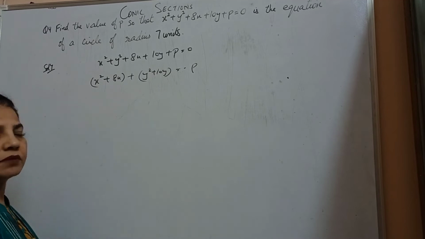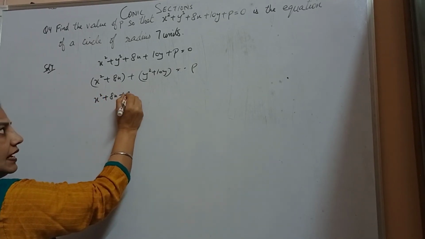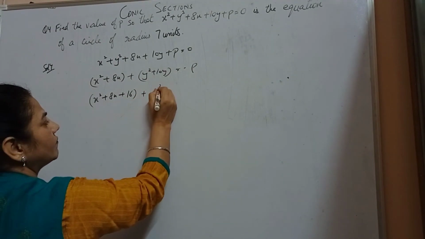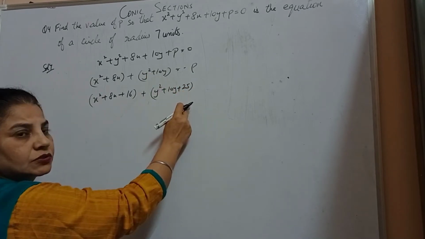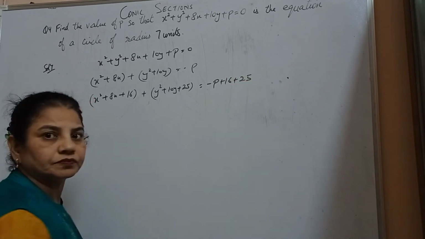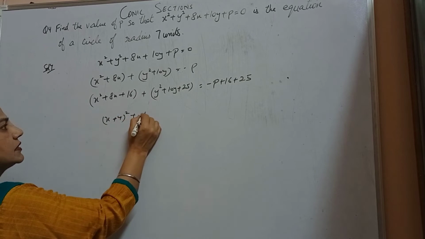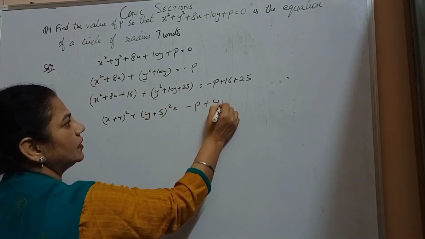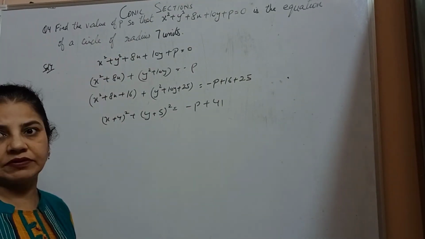By the completing the square method, for x square plus 8x I will add 16, because 4 square is 16, and for y square plus 10y I add 25, because 5 square is 25. I add 16 and 25 on the right hand side also. So here I get (x plus 4) whole square plus (y plus 5) whole square is equal to minus p plus 41.